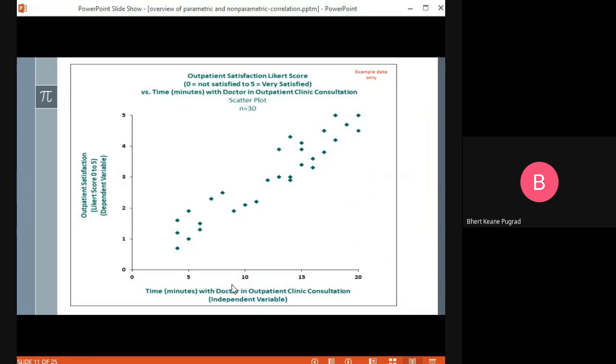So, the independent variable here is we presume that the time with the doctor in the outpatient clinic consultation would affect their satisfaction, their outpatient satisfaction. Okay, so outpatient satisfaction is the presumed effect. It is the dependent variable.